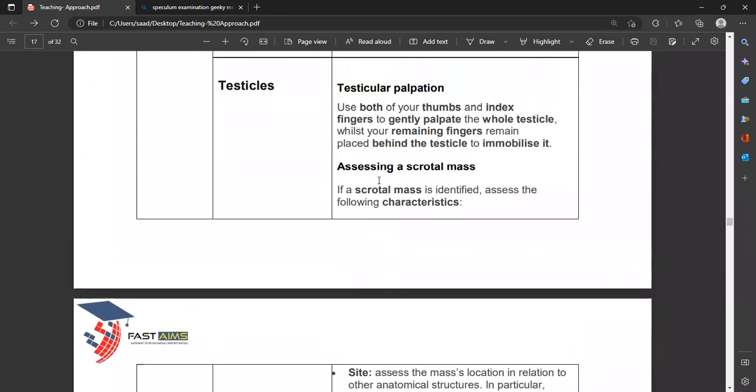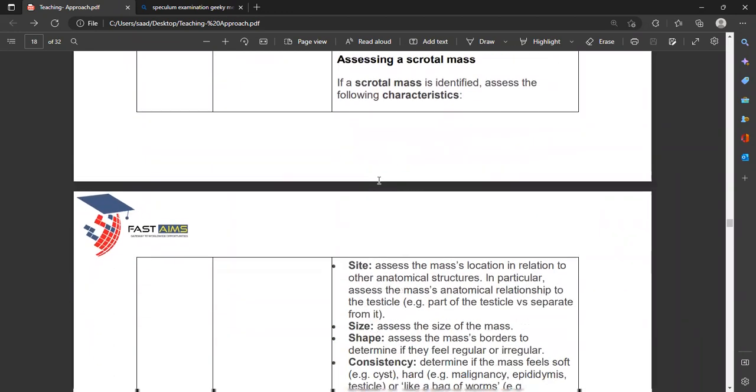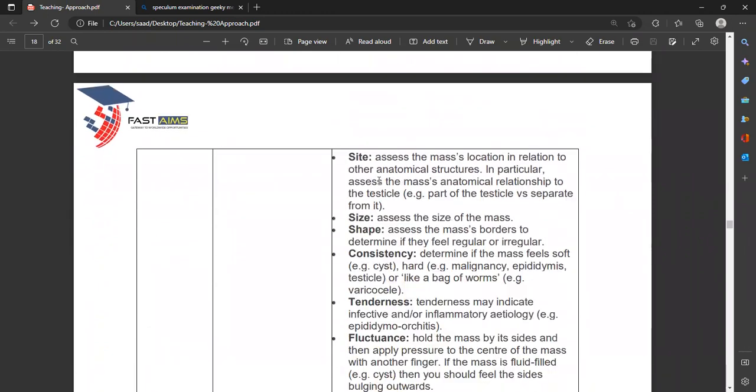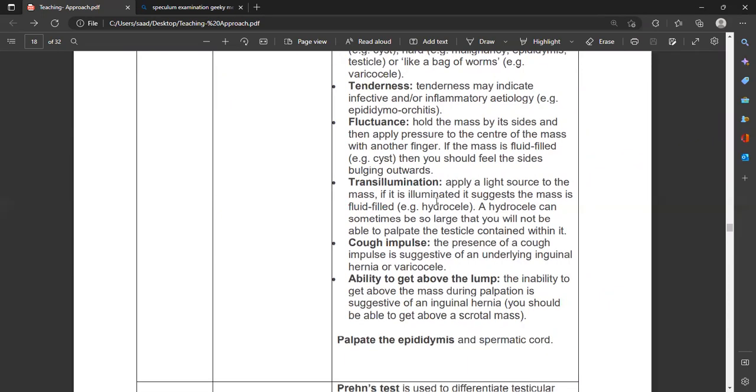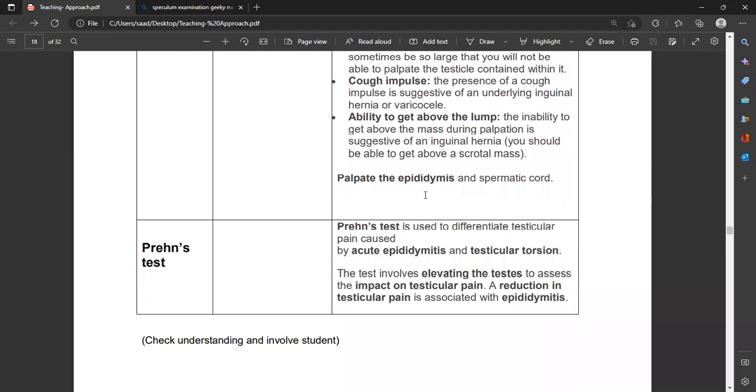All right, so now you are teaching. So okay, John, the first step is the palpation, and then if there is a mass, what do we look for? John, can you tell me what we look for? Oh, don't worry. So we look for size, shape, consistency, tenderness, fluctuance, and if there's a cyst, then we perform the transillumination test. I will show you the video, and you will have a better understanding of what the transillumination test looks like and how we perform it. There would be a torch in the exam. So if there's a cyst, you have to perform this transillumination test. But sometimes they do not put the torch there, so you have to mention it. Then check cough impulse and the ability to get above the lump. This is an important thing. If you are not able to get above the lump, then it is possible that there might be a hernia.